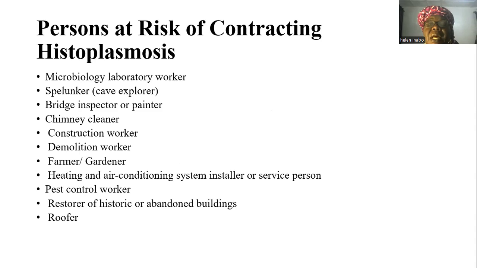There are certain persons that are at risk of contracting histoplasmosis. These include the following: the microbiology laboratory worker, the spelunker or cave explorer, construction worker, demolition worker, farmer, gardener. Others include bridge inspector, painter, heating and air conditioning system installer or service person, pest control worker, roofer, restorer of historic or abandoned buildings.